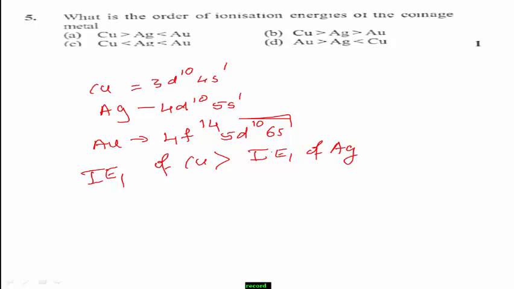However, in the case of Au, due to the imperfect screening effect of the 14 electrons of the 4f orbitals, the nuclear charge increases and therefore the 6s electron of Au is more tightly held. Thus, the order of first ionization energy is copper less than silver less than Au. Yes, which one is the right answer, students? Copper is less than silver, less than Au. So option A is the right answer.